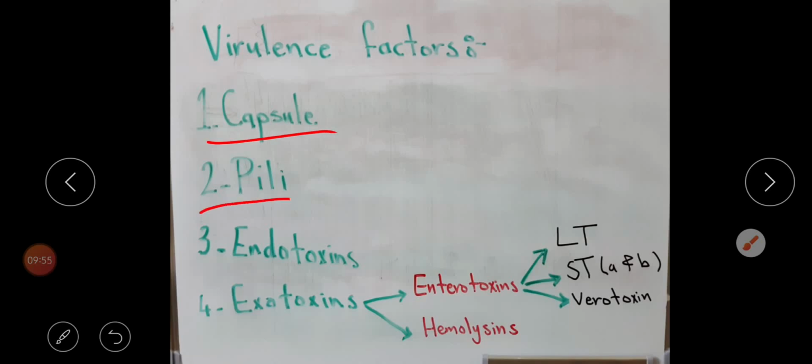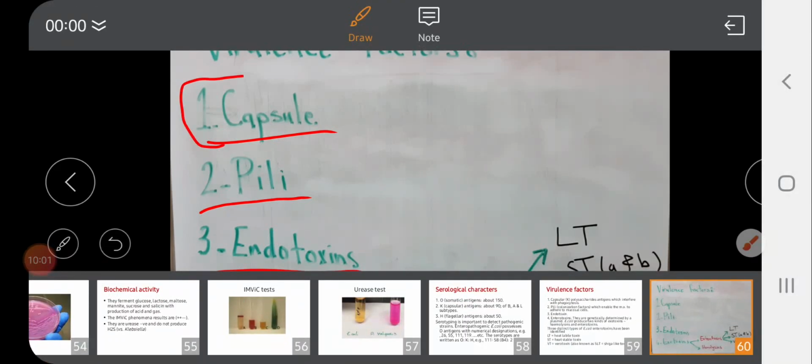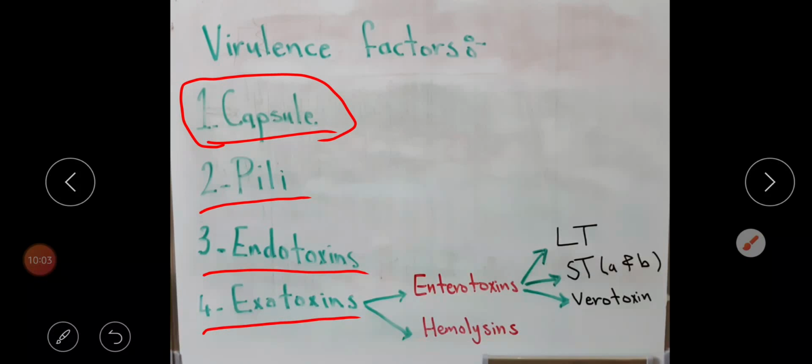include capsule, pili, endotoxins, and exotoxins. The capsule will resist phagocytosis. This is the first virulence factor of E. coli, the capsule. The pili are known as colonizing factors. They help the microorganism to attach to the mucosal surface.